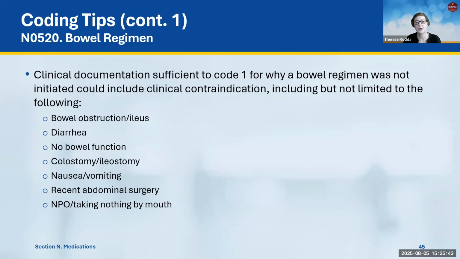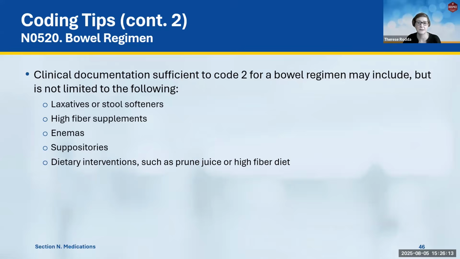Here are some clinical contraindications that would need to be documented sufficiently to code 1, why a bowel regimen was not initiated. Note that this is not an all-inclusive list, but possibilities include that the patient may have a bowel obstruction or an ileus, diarrhea, no bowel function, a colostomy or ileostomy. Perhaps they are having nausea and vomiting, or recent abdominal surgery, or maybe NPO and taking nothing by mouth.